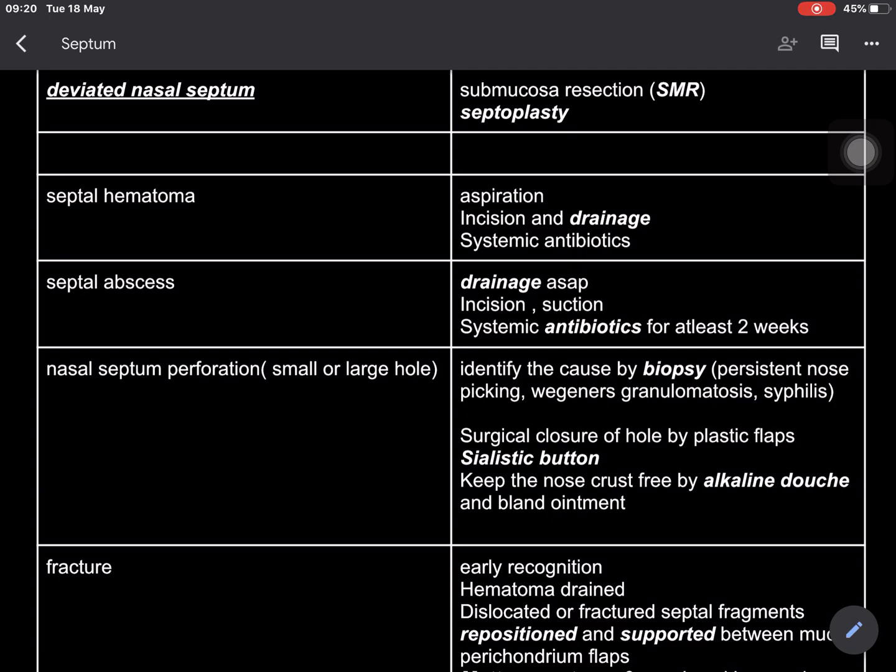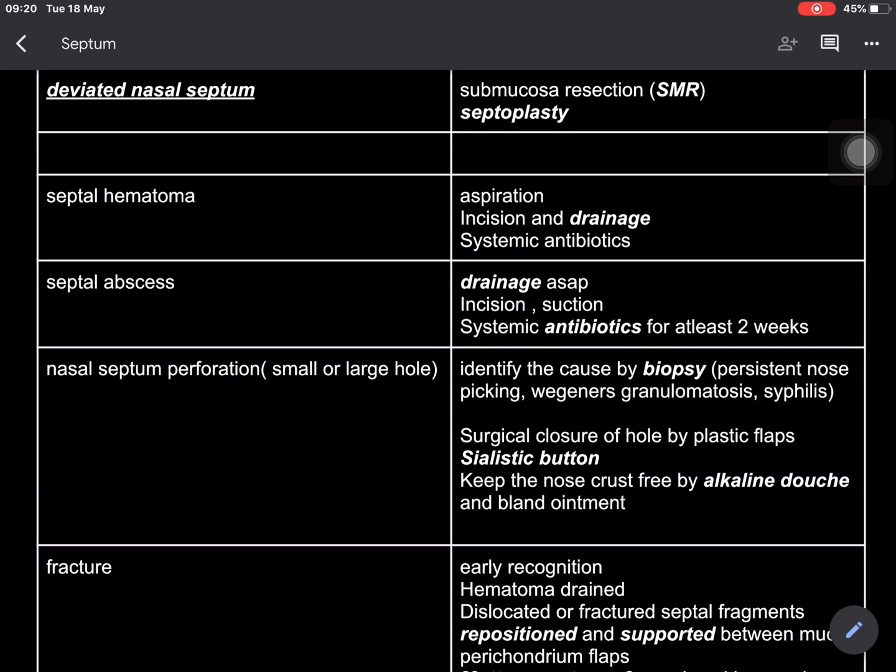And for nasal septum perforation, identify the cause of perforation by biopsy. We have a good number of causes. Obviously it starts from nose picking. It's like T-D-I-P, right? T for trauma, I is idiopathic, D is drugs like cocaine, P is pathological because of infection, myiasis, hematoma, abscess and all.